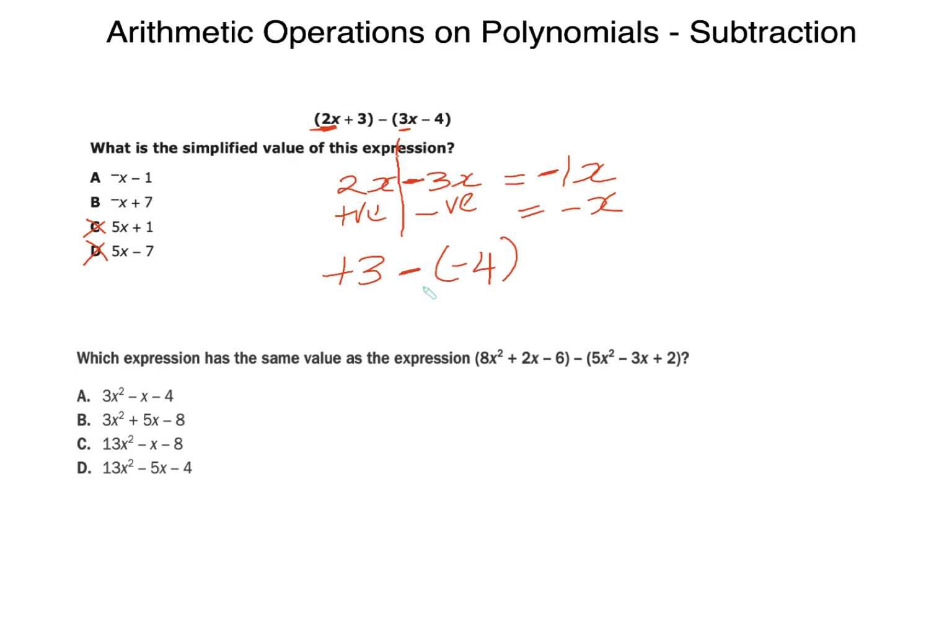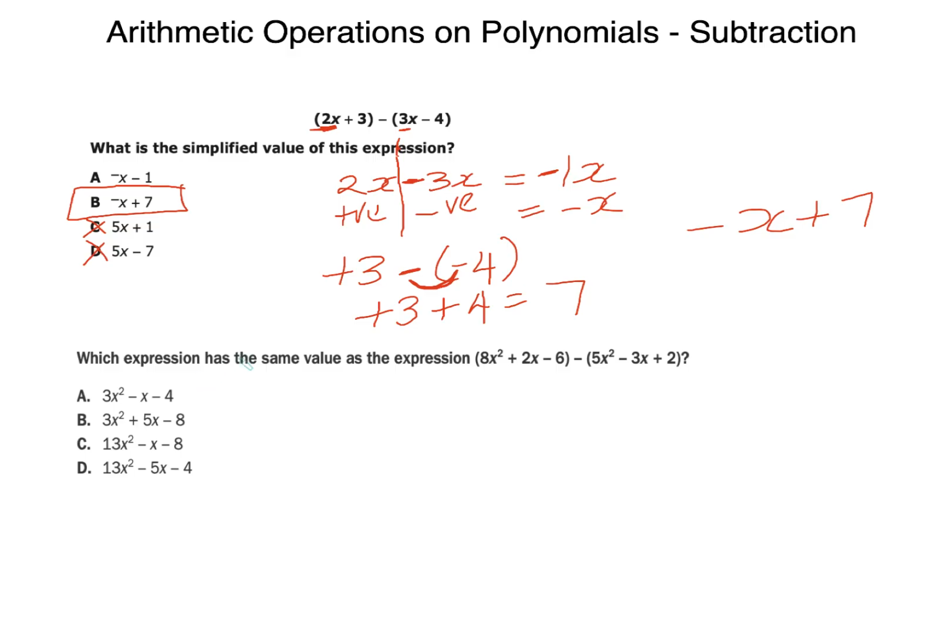Now, when it comes to this one, students are much more familiar with it. Remember, when you have these two neighboring signs, these two negatives come together and form a positive. So this is actually plus 3, and the two negatives give a positive 4. And this is nice, this is actually just all adding. 3 plus 4 is 7. So your answer is negative x plus 7. Answer B.